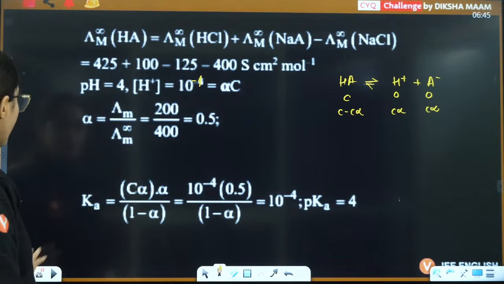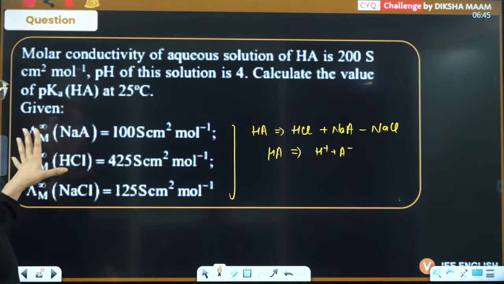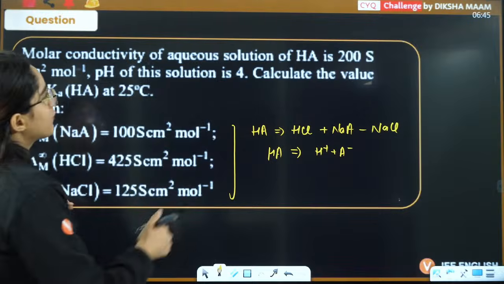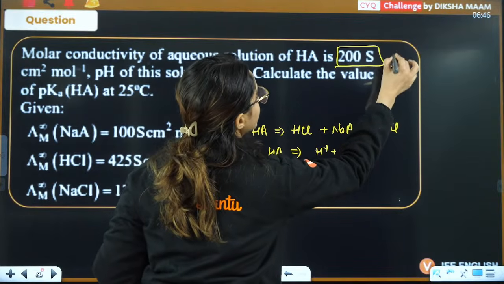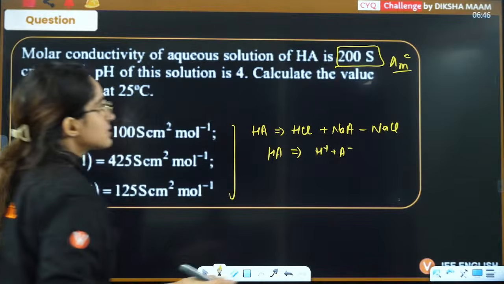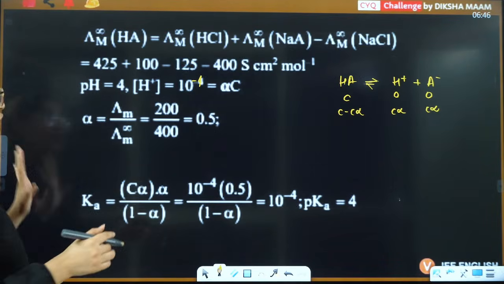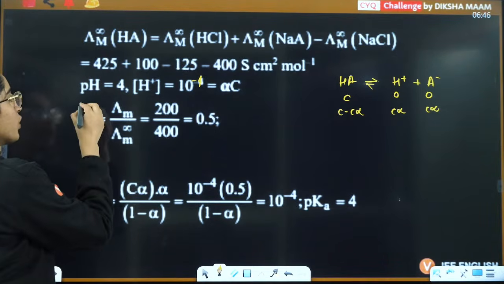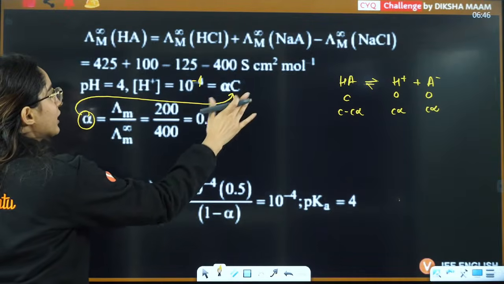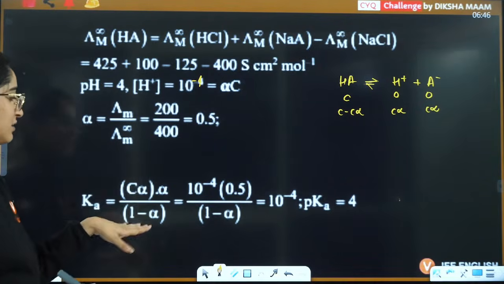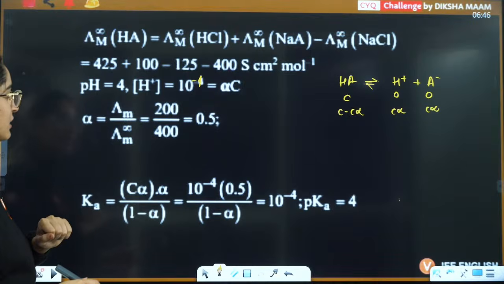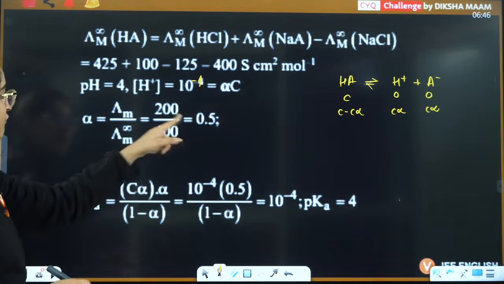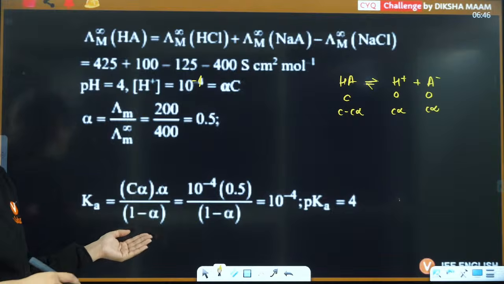Infinite dilution you have calculated here, and for concentration C the molar conductivity is given. Infinite dilution you have calculated. Now alpha you know. Alpha value you will put here, you will get the value of C, that is concentration here, right? Okay, alpha value you know, or you can just directly solve this.